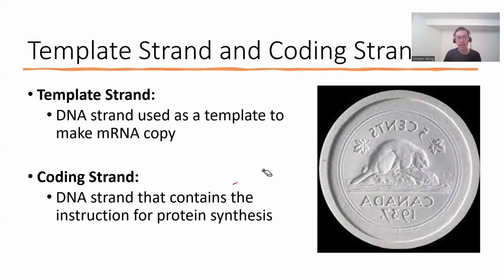The two strands of DNA: the coding strand is the one that actually contains the information on how to make the protein. So that's the one we actually want to have a copy of. But we cannot copy directly from the coding strand because it will come out backwards, which is why we have to use the template strand. The template strand is like the mold. And when it comes out, it will be looking exactly like what we wanted. It will come out looking like the coding strand.